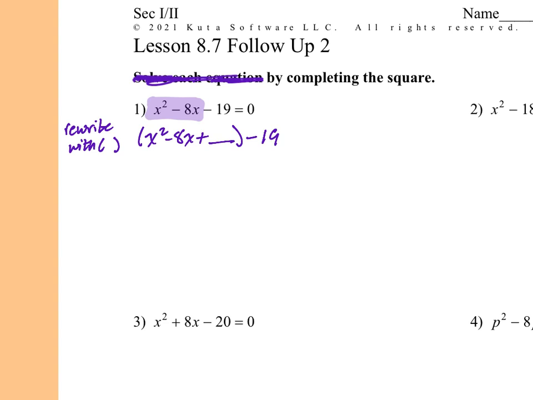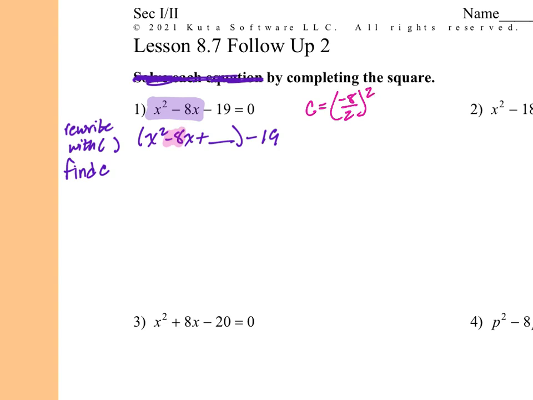So now we're going to look at my middle term. Find C, right? Then we're going to find C. So how do I find C? We're going to find C by using my middle term. So what I just got done doing, I'm going to come over here. C equals -8 divided by 2, and then I'm going to square it.